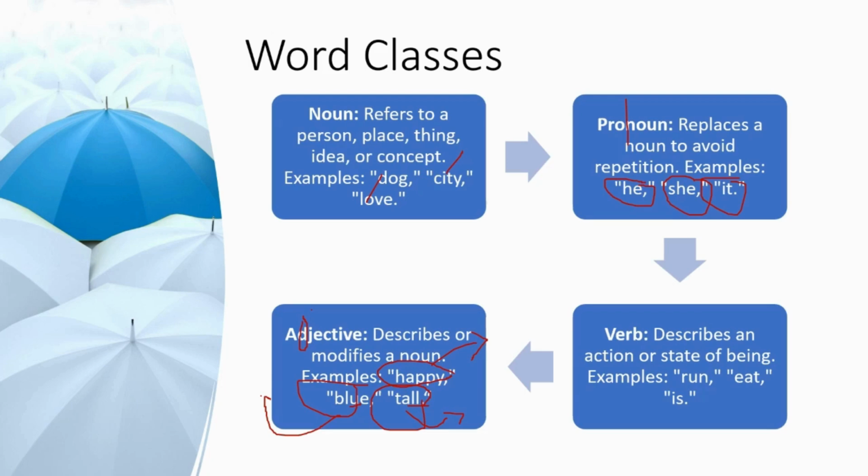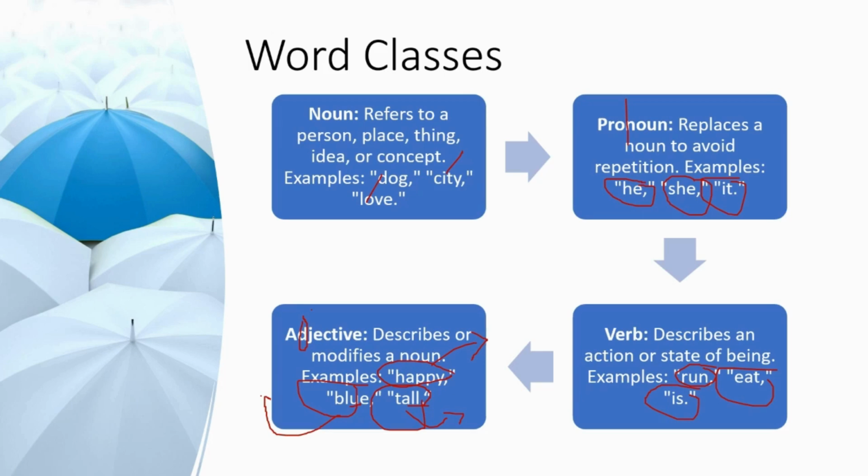So these are adjectives. The verb describes an action or state of being. Example, run, eat, or is. It may be a state. It seems happy. So it is a state. So how it seems is a verb.